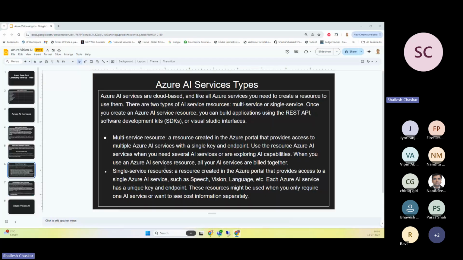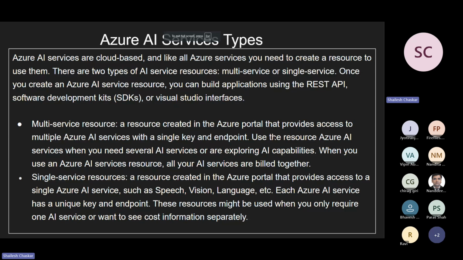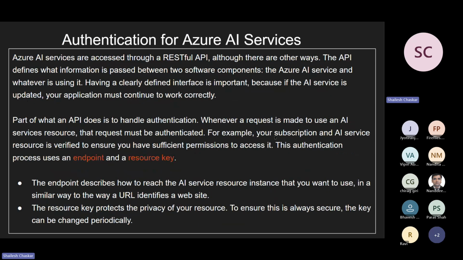Moving further, let me go to slideshow mode. We talked about service types, authentication, key information. Azure services are accessed through a RESTful API. Although there are other ways also, as we mentioned earlier, for now a RESTful API with SDK would be a better option, and that's what I'm using for the demo. The API defines what information is passed between two software components, making it very easy to evaluate and authenticate the Azure AI service and whatever is using it.